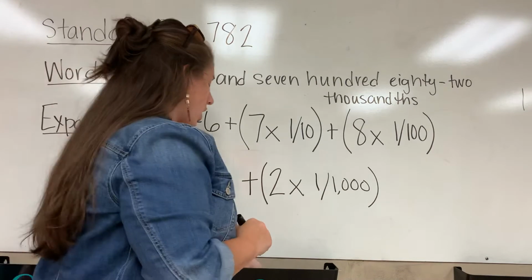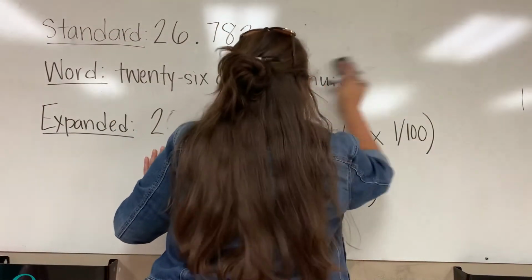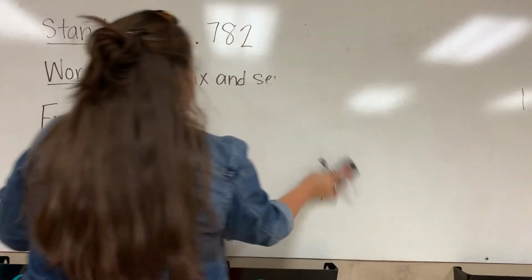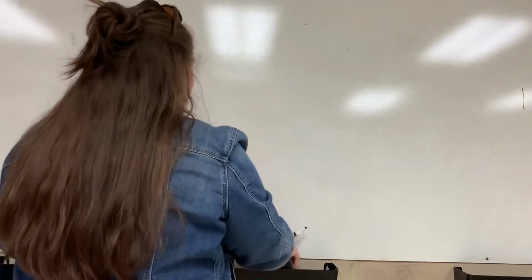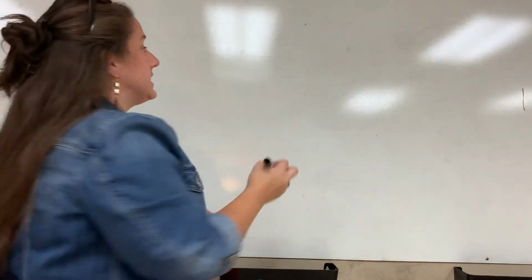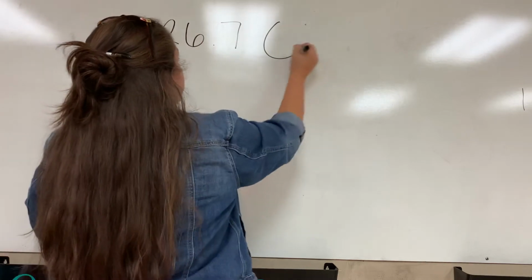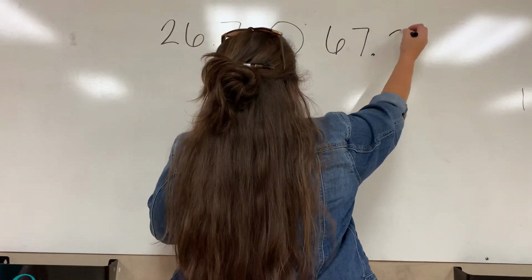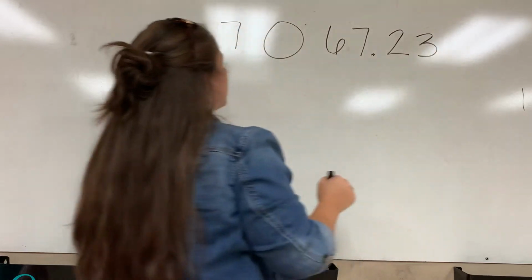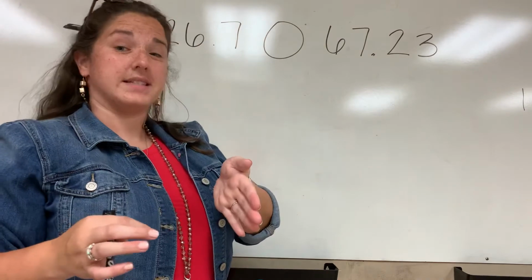Okay. Also, when you're comparing decimals, a lot of you struggled a little bit on your decimals, and I know it can be a little confusing. So what I like to do, instead of doing 26.7 and 67.23, sometimes I have to take this and put it up and down, kind of stack it.